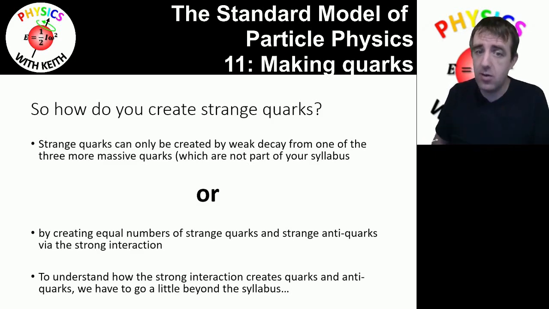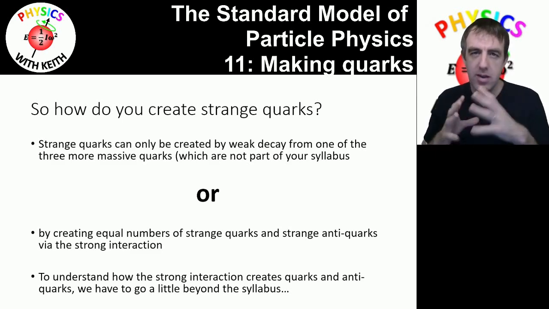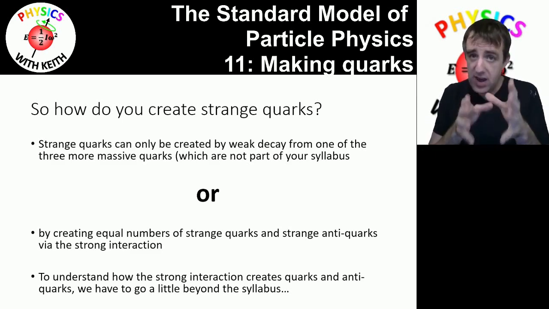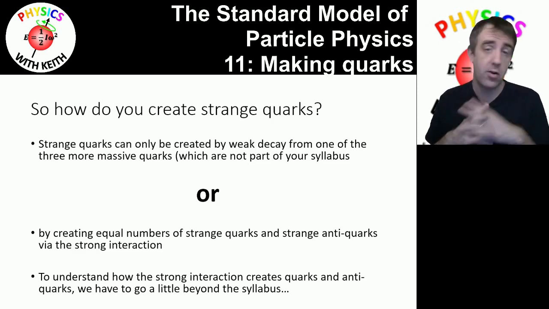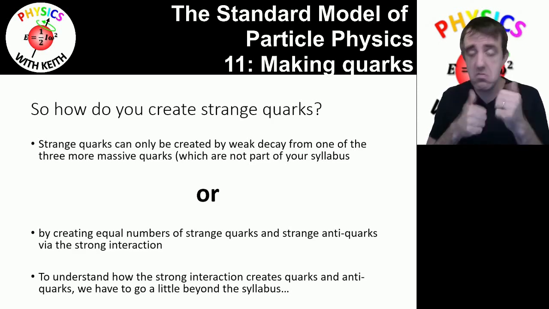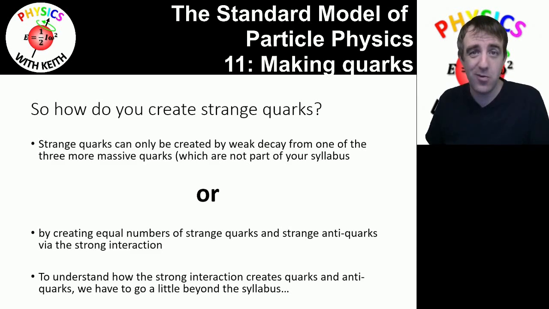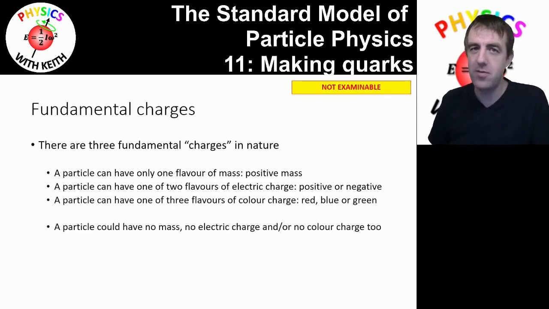quarks and strange antiquarks. And this is where it gets exciting, because that's where the story ends for A-level physics. The strong nuclear force can create quarks and antiquarks in equal measure. Brilliant. But we can go further. We can go much further.